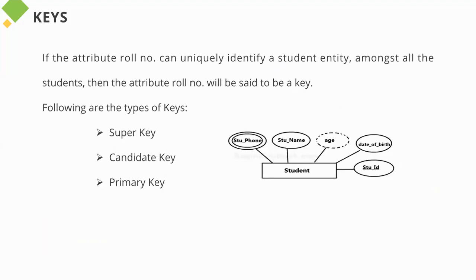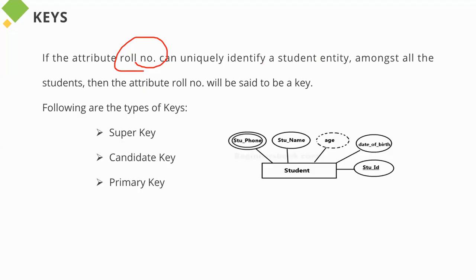And you see with the key, keys are defined uniquely. Suppose you see the attribute roll number, it defines the student. So no two students will have the same number. So this is called a key.